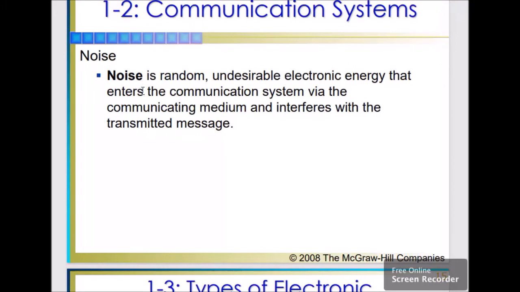So we have here noise. Noise is a random, undesirable electric energy that enters the communication system via the communication medium. So sa transmitter and receiver, hindi makakapag-interfere doon yung noise. Okay, it can be avoided. However, doon sa medium, doon na siya pumapasok. So kumbaga sa ating communication system, yung weak part doon is sa ating medium or sa channel because doon pwedeng pumasok yung ating noise.